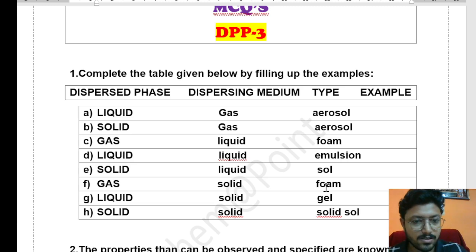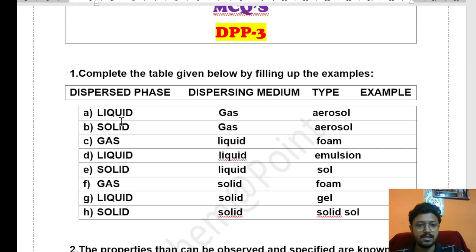First of all, complete the table given below by filling in the examples. The first column is the dispersed phase, the second is the dispersing medium, the third is the type, and the fourth is the examples. Just complete filling in the examples one by one. I will share only one example. Dear students, please write the other examples in the comment box. Done. Nice. So let's start.